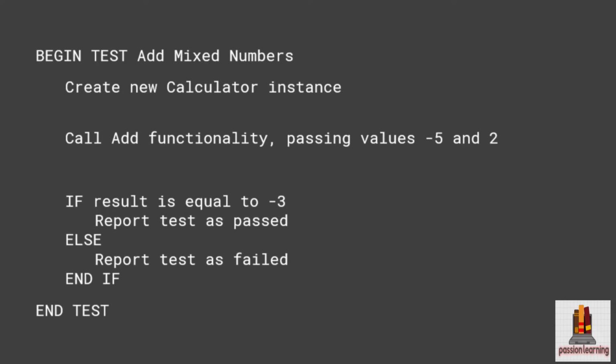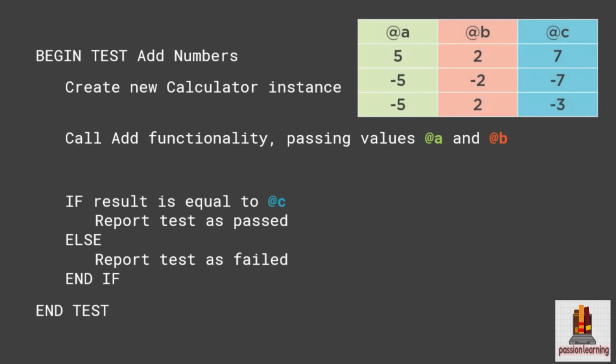We could remove this code duplication by instead having one single test, and this time replacing the hard-coded values that are passed to the add functionality with some kind of placeholders. Here I'm using the placeholders A and B, and in the assert phase, we're checking the result is equal to this placeholder C. Now we can construct a series of test data. Each row in this table will cause this test to be executed with the different values for the placeholders A, B, and C. So the first time this test is executed, A will be 5 and B will be 2, and the placeholder C will be 7.